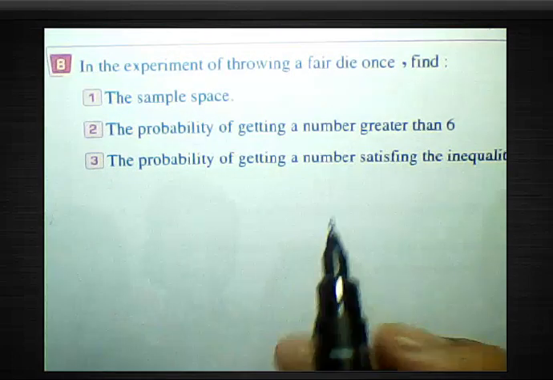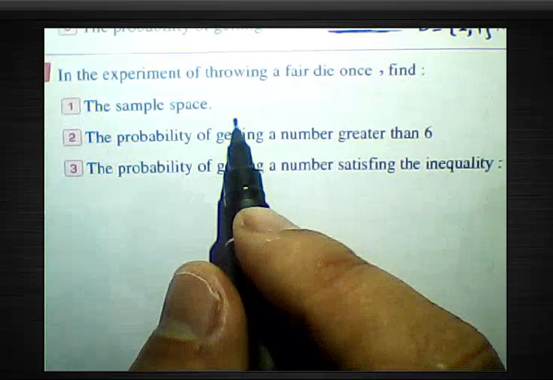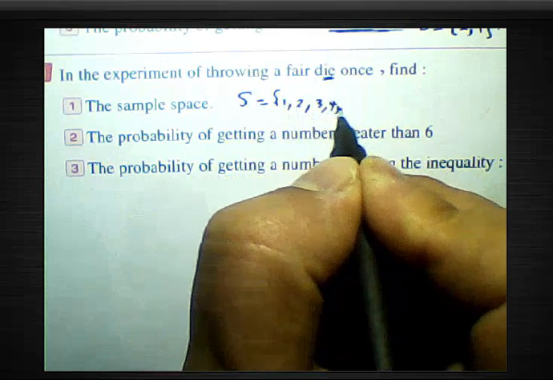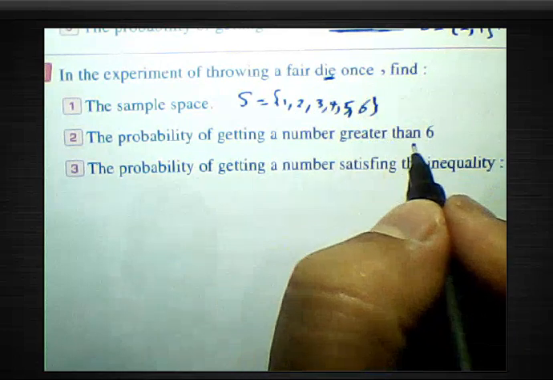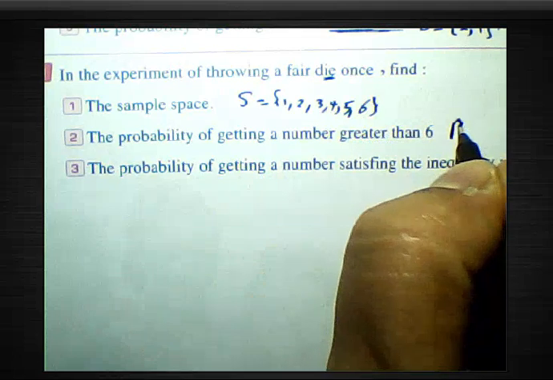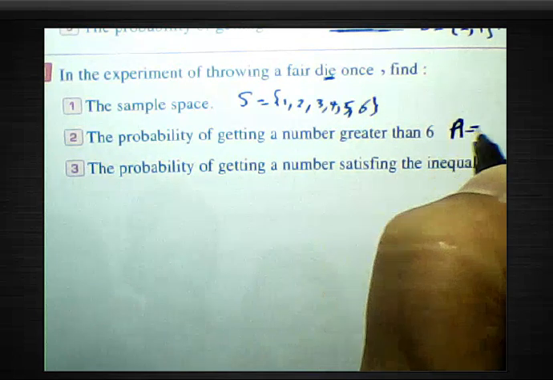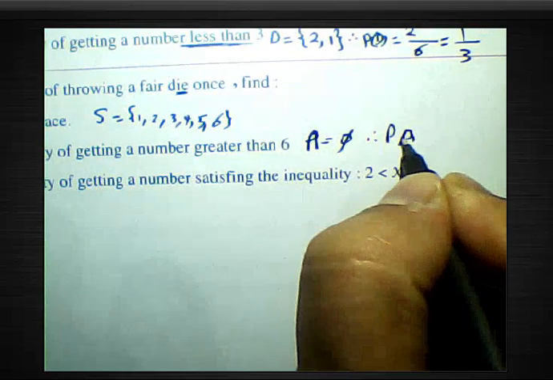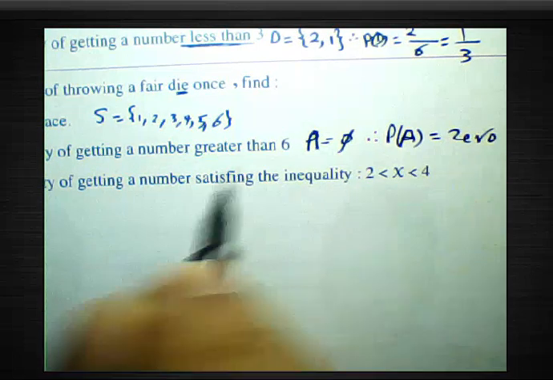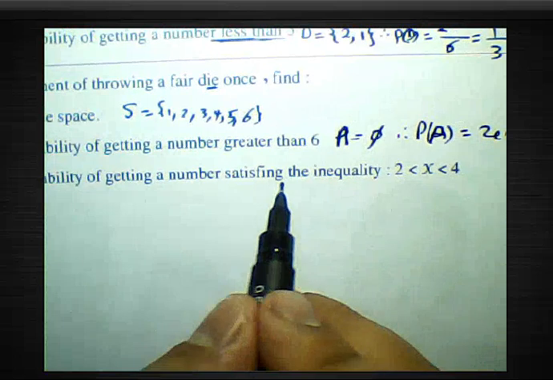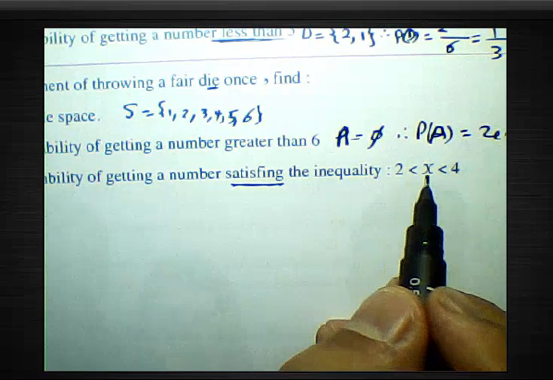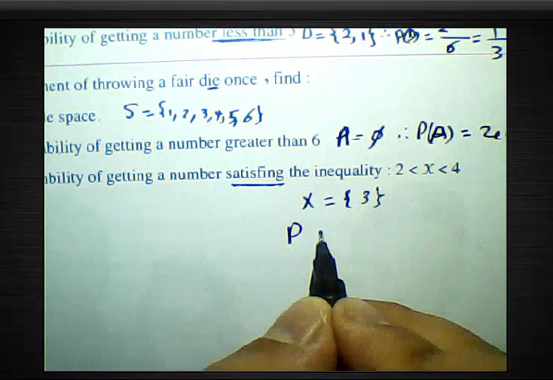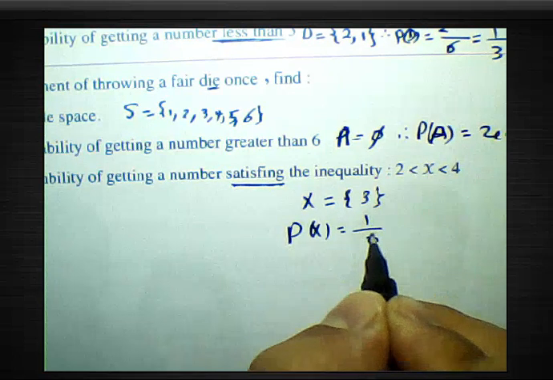Question 8. In the experiment of throwing a die, the sample space equals 1, 2, 3, 4, 5, and 6. Probability of getting a number greater than 6: we don't have one, so event E is the empty set and the probability will be 0. The probability of getting a number satisfying 2 less than x less than 4: x will be 3, so the probability is 1 over the total number 6.